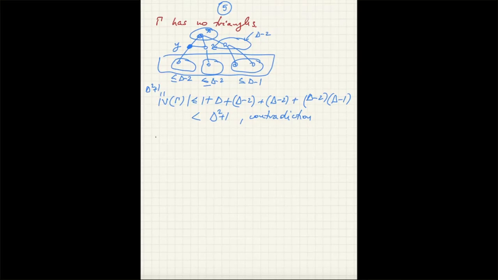And similarly, gamma has no cycles of length 4, because the argument is similar.